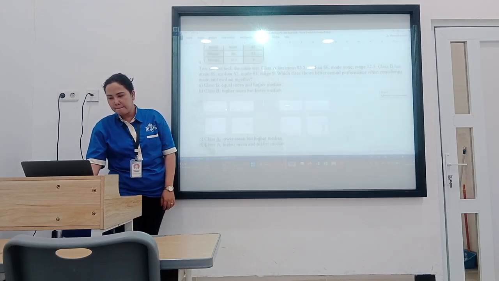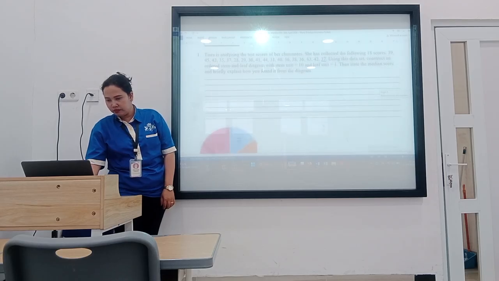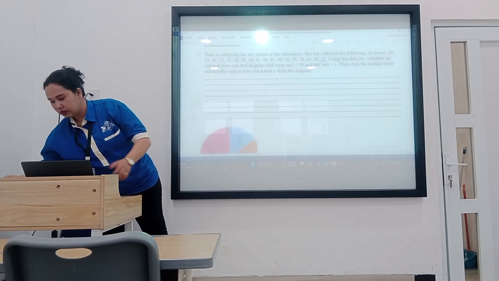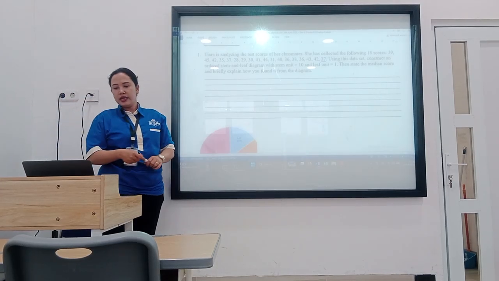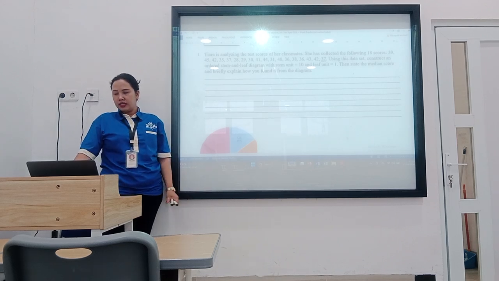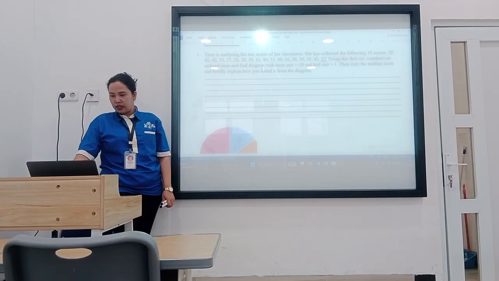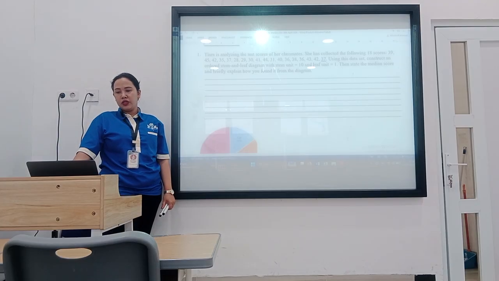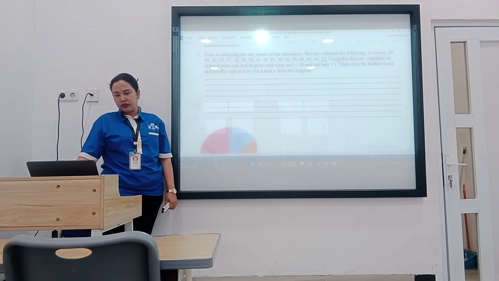Next, math, Miss. Tiara is analyzing the test scores of her classmates. She has collected the following 18 scores: 39, 45. Using this data, construct an ordered stem and leaf diagram with stem unit 10 and leaf unit 1. So as we know, in the stem and leaf diagram the stem is tens and the leaf is ones. So we will put the first digit at the stem and the last digit at the leaf.